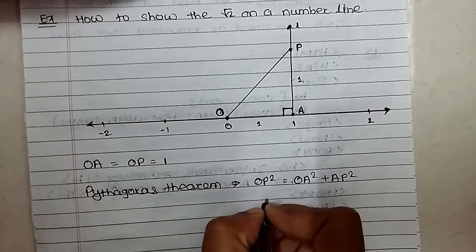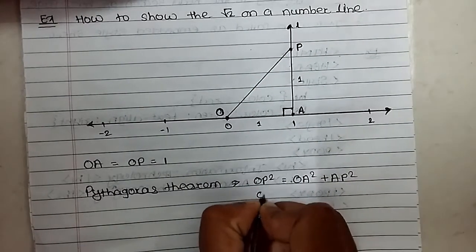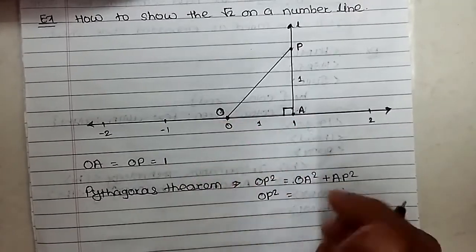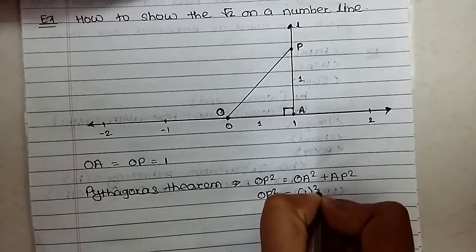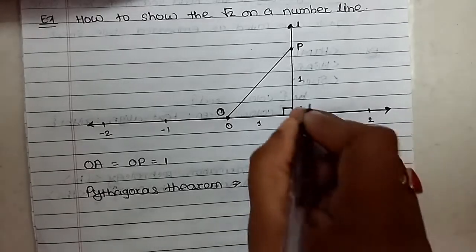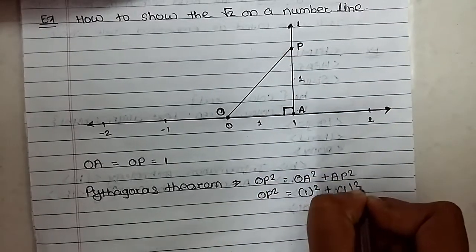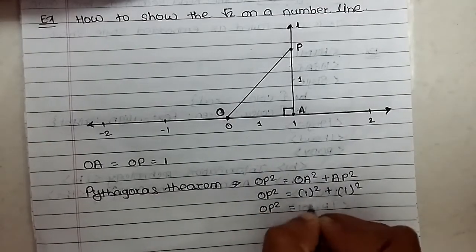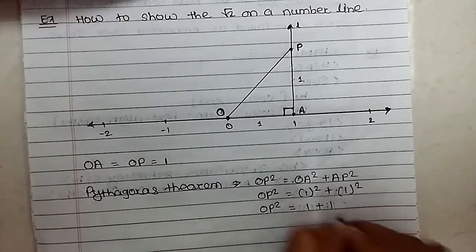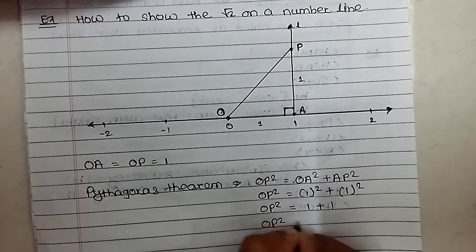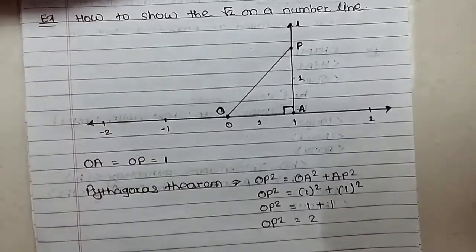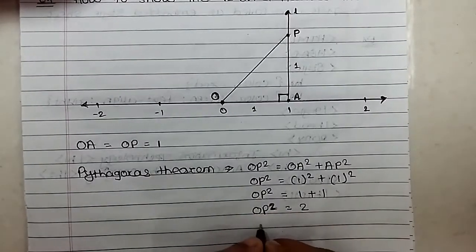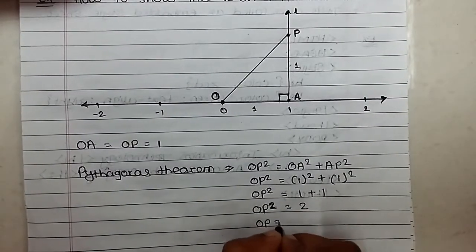So what is the value of OP square? We don't know the value of OP square, but OA, the distance between O and A, is 1. So 1 square plus AP, that is 1, 1 square. So OP square is 1 square plus 1 square, which is 1 plus 1. Then OP square is equal to 2. So OP is equal to root 2.